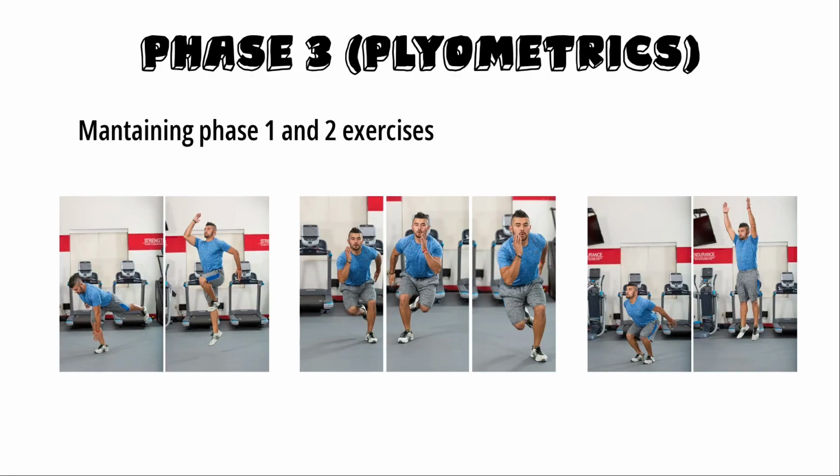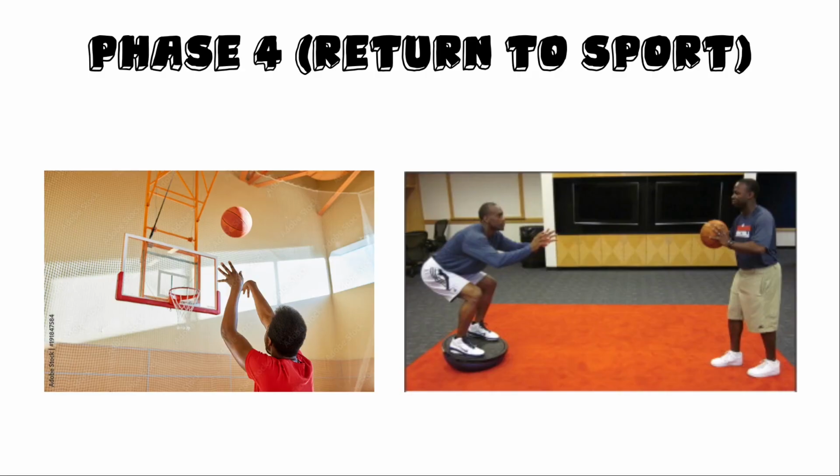Again, we are going to maintain previous phase exercises. So the last phase is return to sport. In this phase, we are going to maintain all the exercises we've done, and we are going to do a mix of plyometrics and sports-related exercises. If we are playing basketball, we are going to start doing some throwing, some playing with the ball, some twists, some changes of direction, just getting our tendons prepared again for loading, for jumping and for reception.